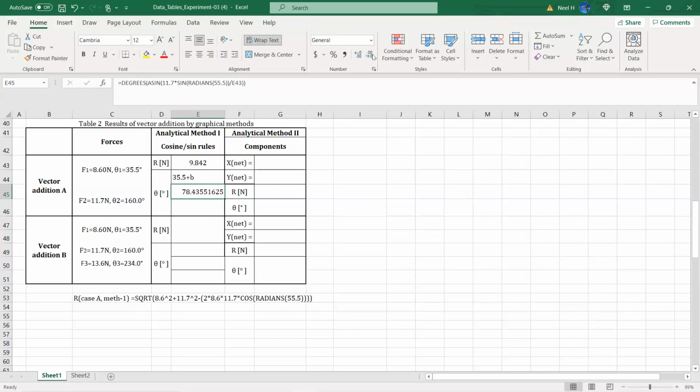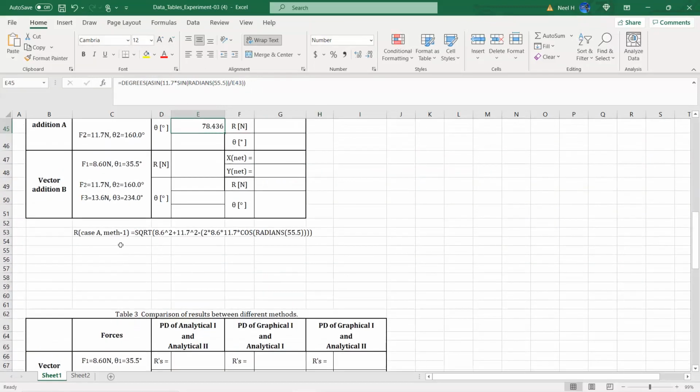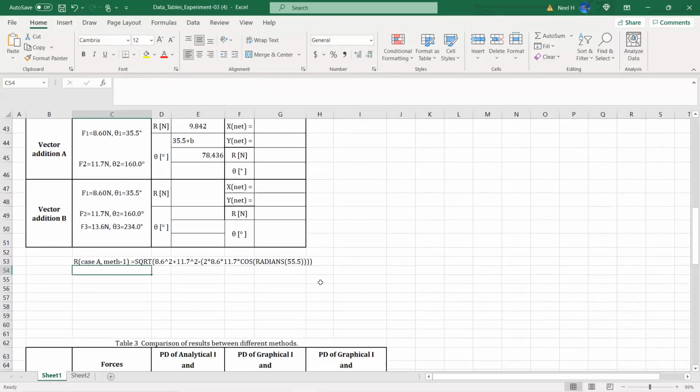Make sure you cut down the decimals. We don't need that many. Just keep 2 or 3 decimals, okay, not more than that. Now that's not our answer. Okay, that is just the angle B. So let's write it down here. Angle B we calculated. So this is angle B for case A, method 1.